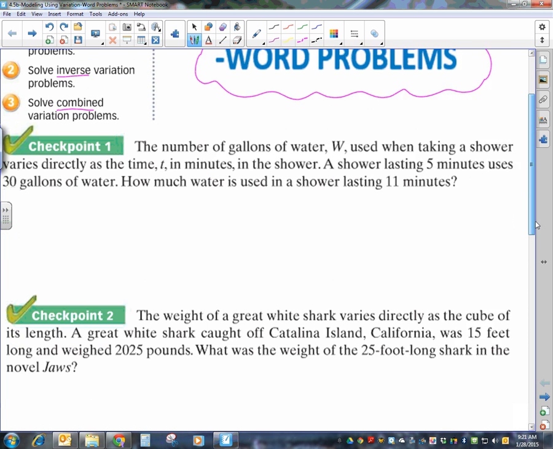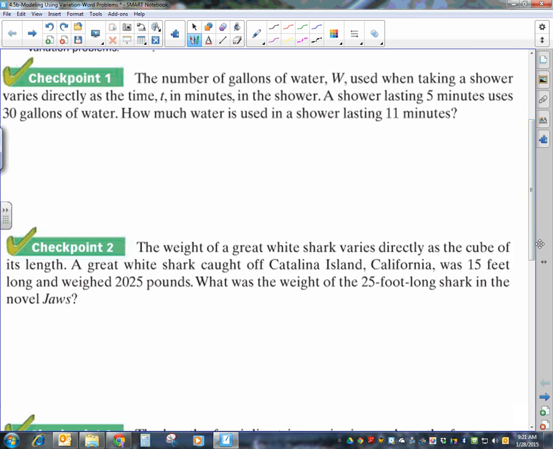So I have four examples I'm going to go through, and then you will get to try some on your own. So first off, you read the problem. The number of gallons of water, W, okay, there's one of my variables to use, used when taking a shower varies directly with the time t. Okay, there's my varies directly. So I'm going to say W varies directly with the time t. That is my generic equation for this problem.